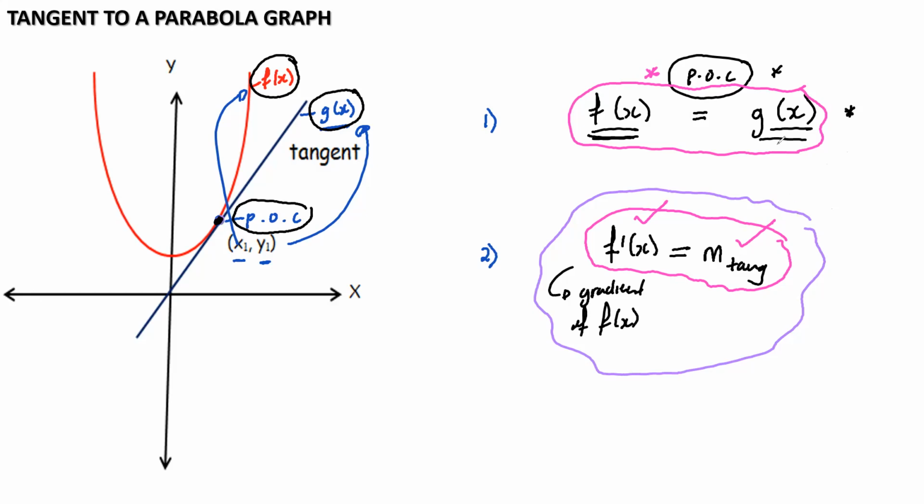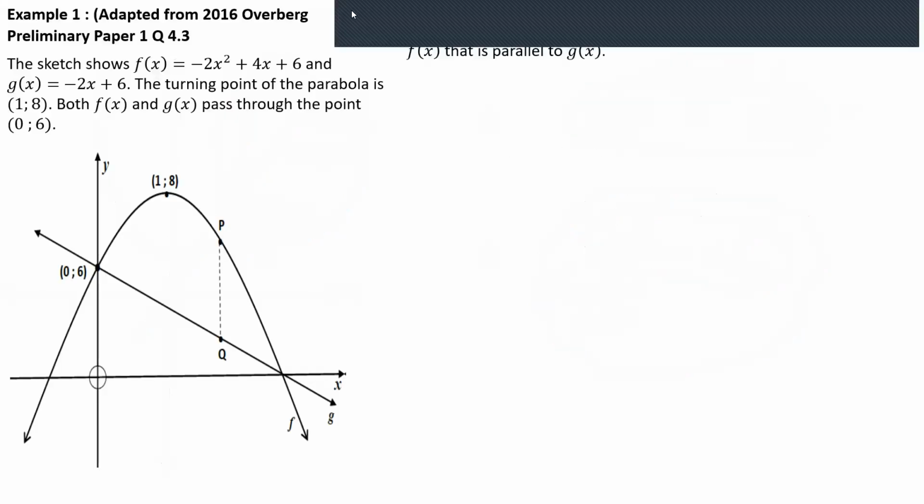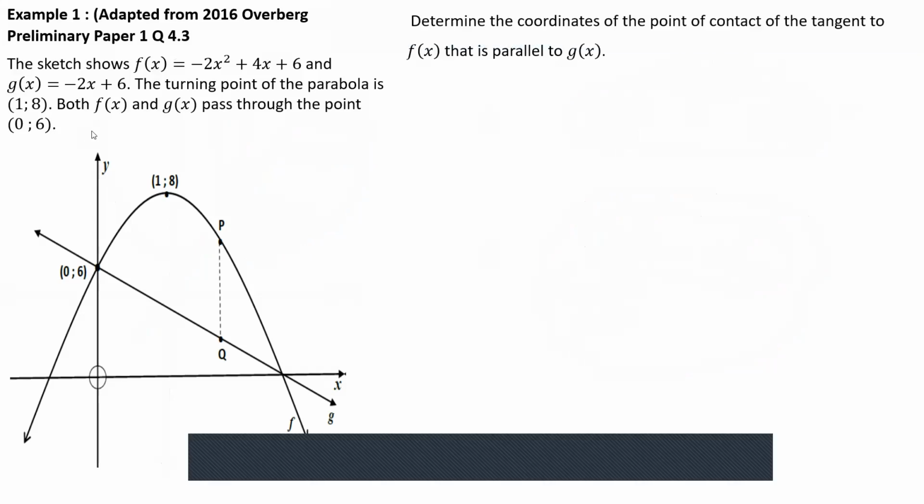Using this information that I've just talked about, we can now come up with a question and maybe answer a certain question on tangents as well as the particular parabola as can be seen. All right, let's keep what we've learned in mind and let's go. Here's a question that we're going to do. It's adapted from a 2016 Overberg prelim paper, question 4.3. I'm just going to read the question and then we can answer it together as a team.